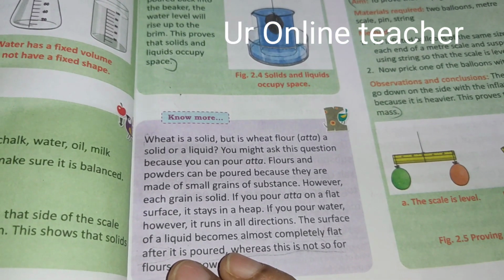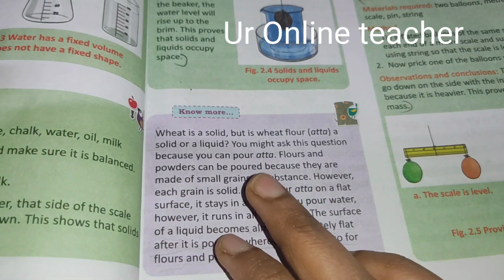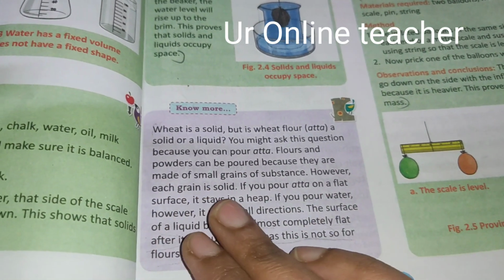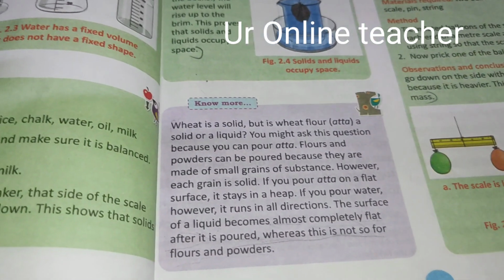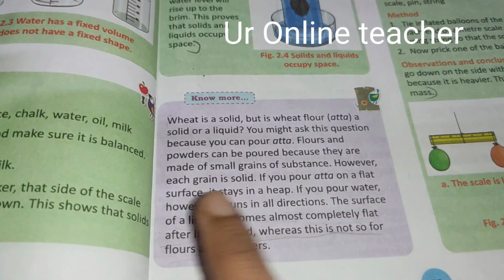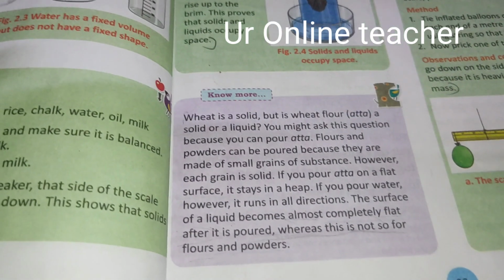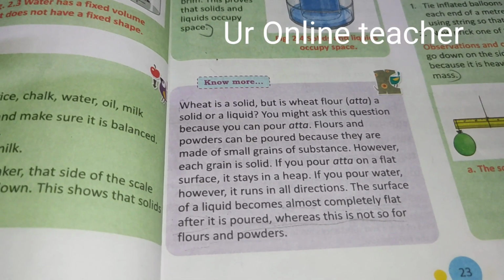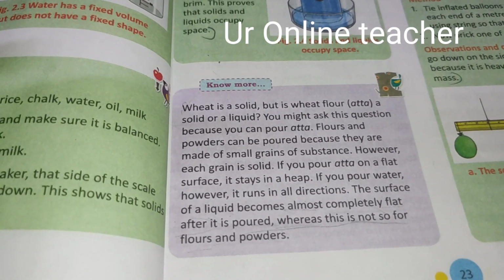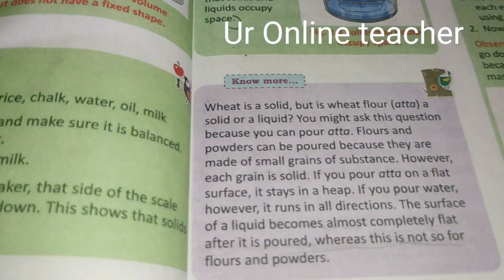Just find it. You might ask this because you can pour atta. Flours and powders can be poured because they are made up of small grains of substance. However, each grain is a solid, and if you pour atta on a flat surface, it stays in a heap. If you pour water, it runs. The surface of a liquid becomes almost completely flat after it is poured, whereas this is not so for flours and powders. So it is a solid only.